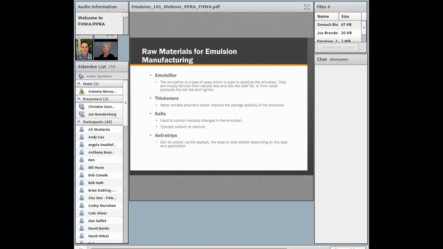Salts are another component that can be added to the emulsion. These are typically sodium chloride or calcium chloride, and one of the main functions they have is to stabilize viscosity changes in the emulsion. For example, in CRS emulsions used for chip seal, which are high viscosity emulsions, if there's any salt left over in the asphalt binder from the refining process, this tends to build viscosity in the emulsion. So if you add salt to the soap phase, this helps to balance things out and keep your viscosity a little bit lower, but more stable over time.